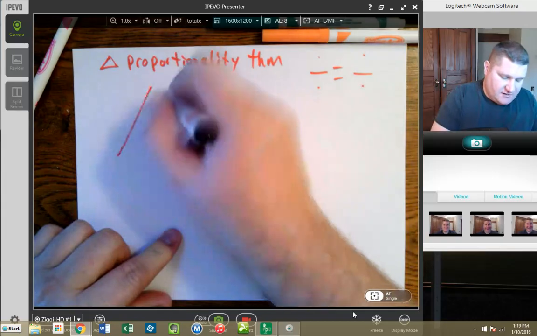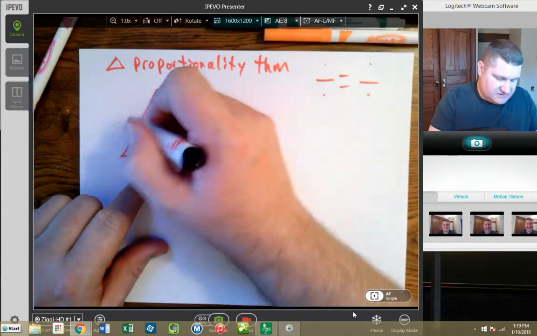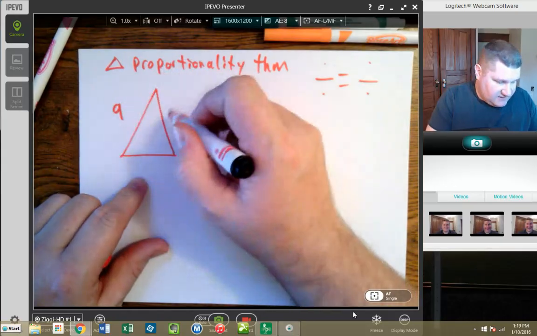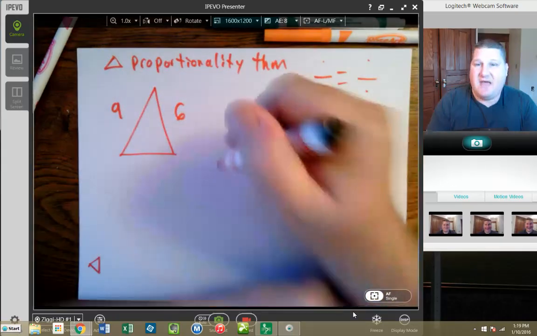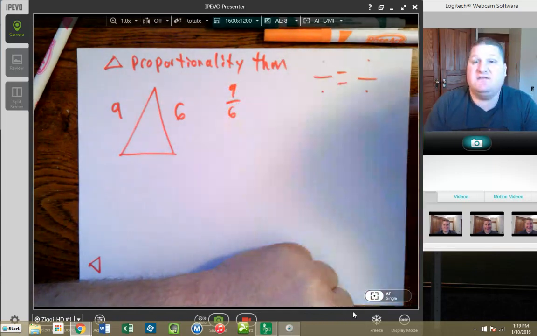Let's draw a triangle here. And let's start with this triangle here. Let's assume it's not isosceles. Let's make this side 9 and let's make this side 6. That means in this triangle we have a ratio of sides of 9 to 6.